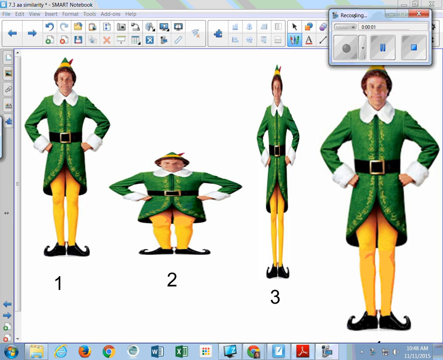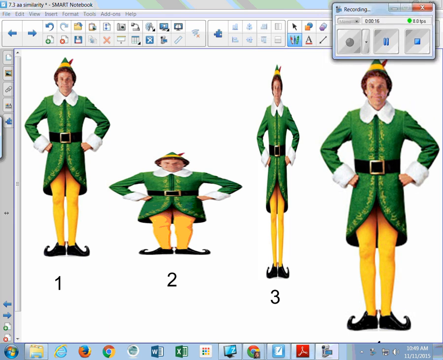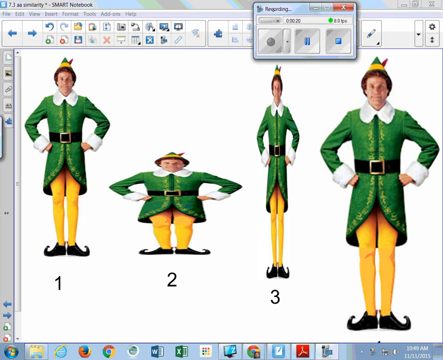We're going to be looking at 7.3 angle-angle similarity. Let's talk about similar first. We've got the elf here. They're all different heights and sizes. So we need to figure out how they are similar, and are any of them similar to each other?